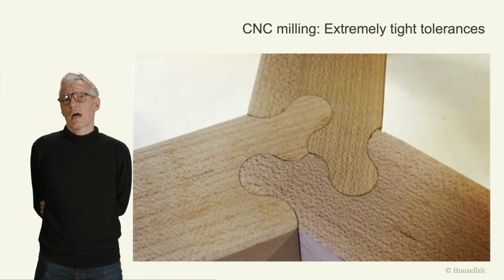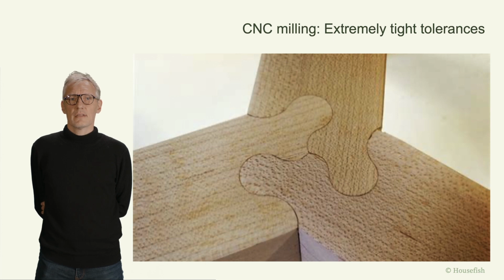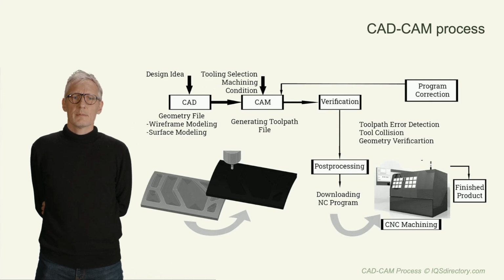CNC milling allows for extremely tight tolerances. This results in joints that fit together perfectly, leading to increased load-bearing capacities and less reliance on fasteners or adhesives. CNC milling starts with a digital model that is translated into machine code. The milling machine then crafts the wood with sub-millimeter precision. This is especially advantageous for complex joints that would be exceedingly time-consuming or even impossible to produce manually.